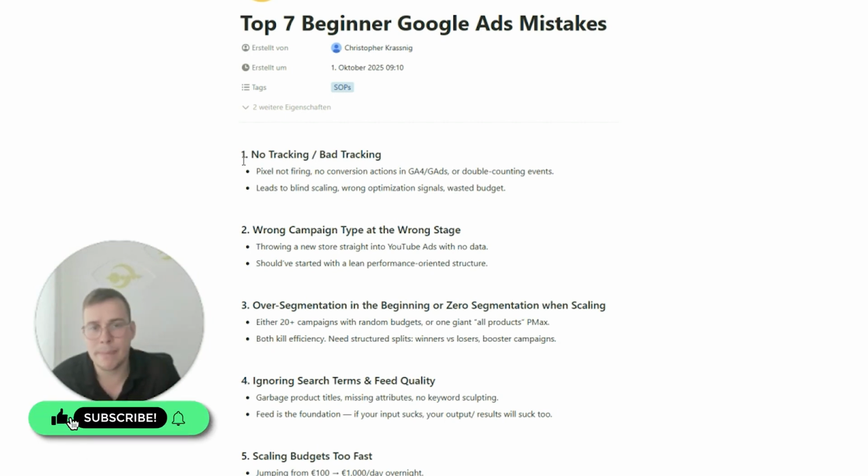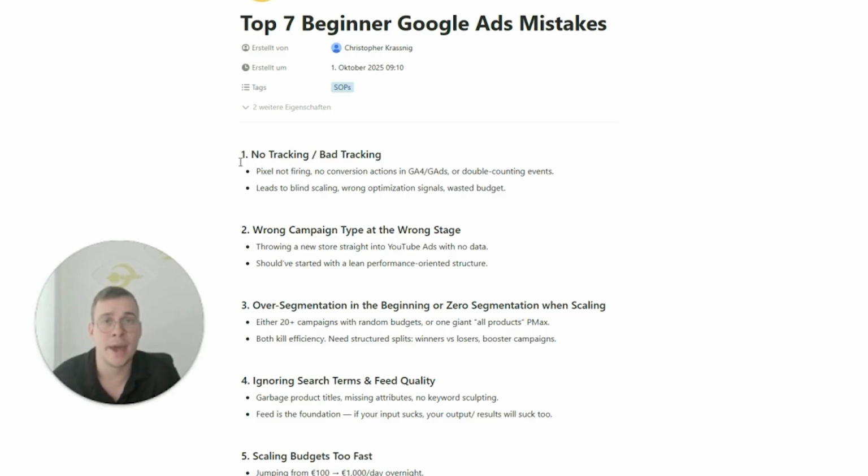Mistake number 2, wrong campaign type at the wrong stage. Quite a common one as well, because Google is quite confusing. You have so many options. You can do search campaigns, shopping ads, YouTube ads, demand gen, display. You basically have everything for everyone, right? And that makes it quite confusing.